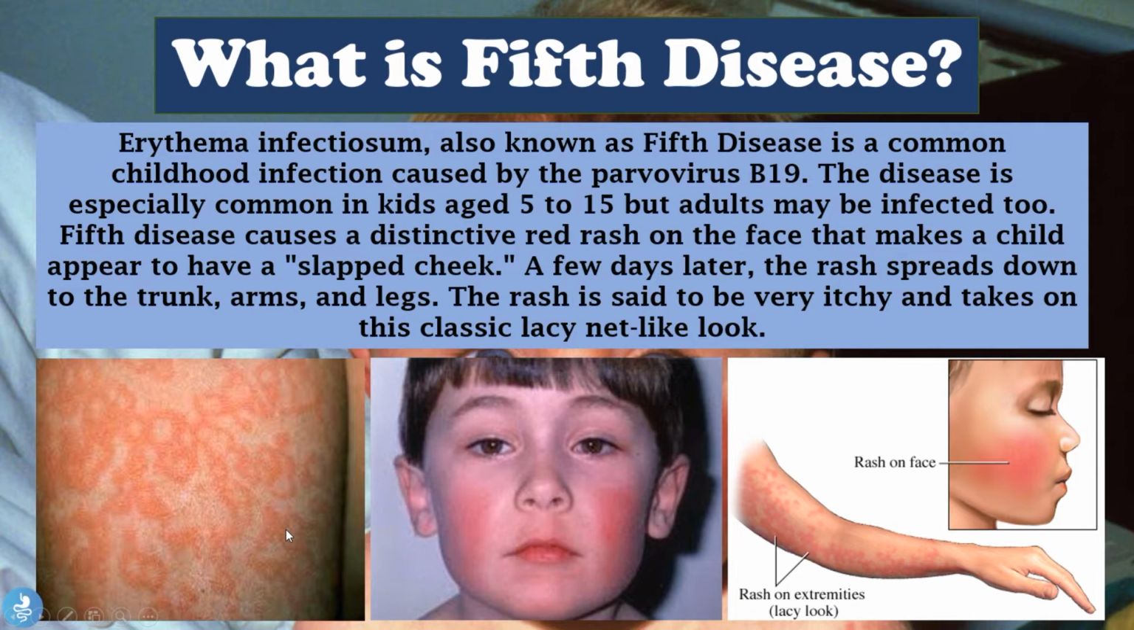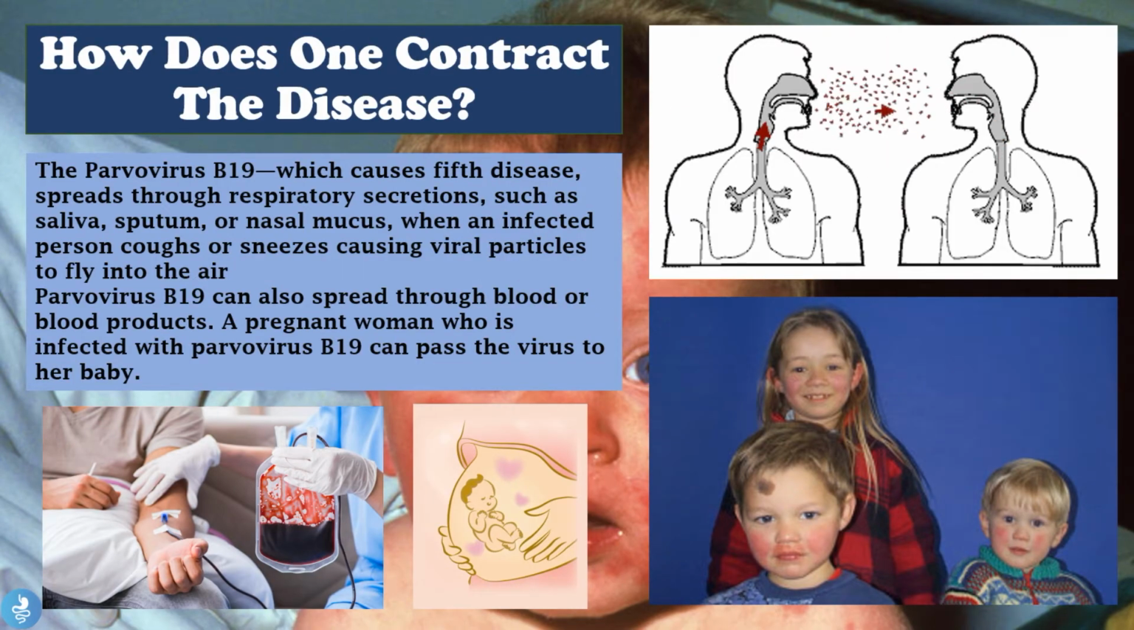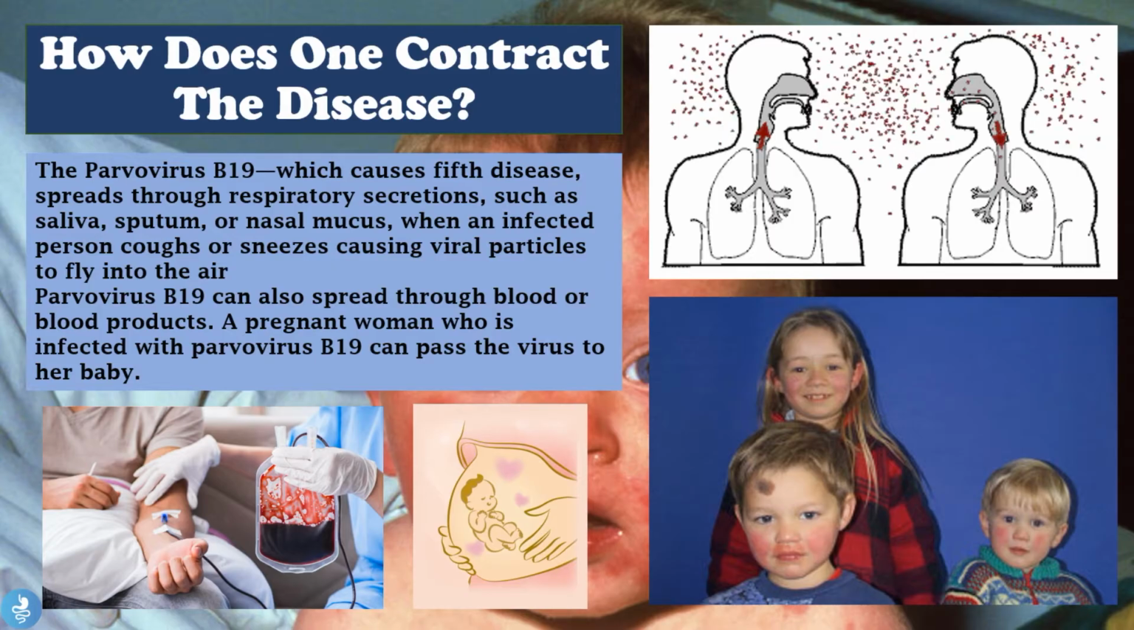So now that we know the basics of fifth disease, let's take a closer look at how one can contract the disease. The Parvovirus B19, which causes fifth disease, spreads through respiratory secretions such as saliva, sputum, or nasal mucus when an infected person coughs or sneezes, causing viral particles to fly into the air.